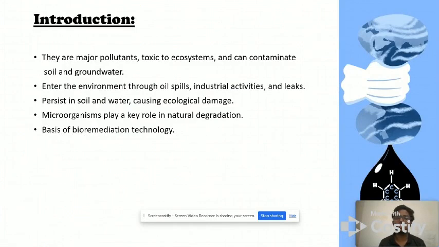They're toxic to ecosystems and can contaminate soil and groundwater systems. They enter the environment through oil spills, industrial activities, and leakages. They persist in soil and water, causing ecological damage. Microorganisms play a key role in natural degradation of these petroleum hydrocarbons. So, usage of these microorganisms is actually the basis of bioremediation technology.